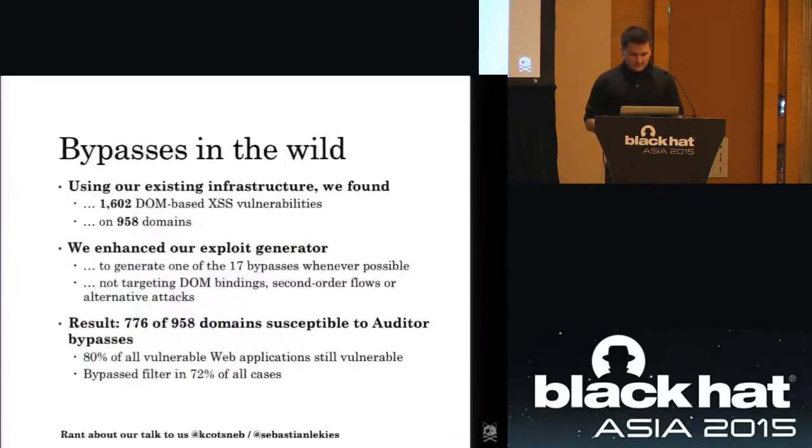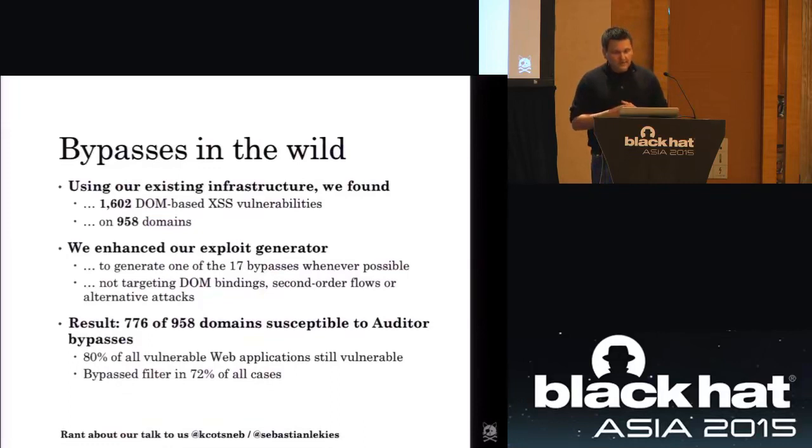So what we did then is we had about 17 different Chrome bypasses after two months of studying the Chrome source code, and we also had this huge number of DOM-based cross-site scripting vulnerabilities that we found. And what we did is we patched our exploit generator to make use of the bypasses. So instead of just generating naive cross-site scripting exploits, we checked the vulnerabilities first and checked whether they are susceptible to certain bypasses, and then we generated a specific bypass for it.